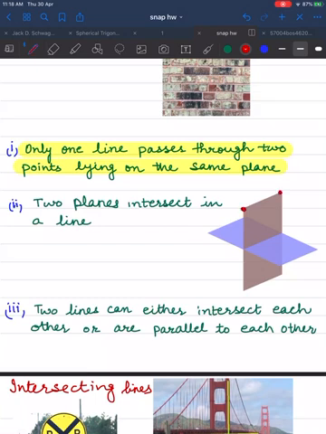Only one line passes through 2 points lying on the same plane. Now look at this. There are 2 points and only one line passes through these 2 points lying on the same plane. 2 planes intersect in a line. So here you can see a vertical plane and a horizontal plane. These 2 planes intersect in a line.